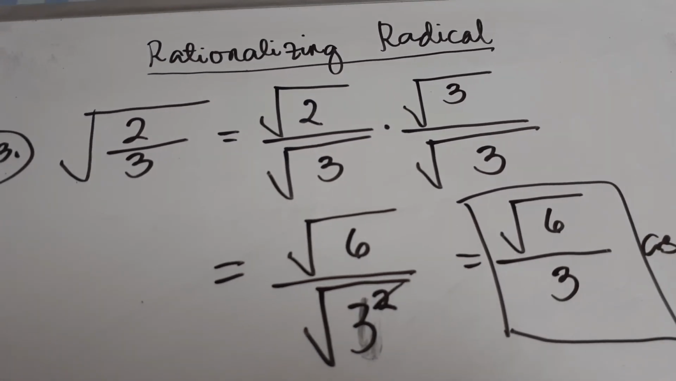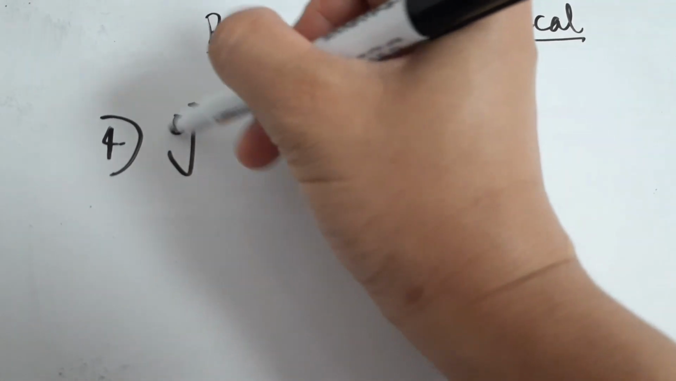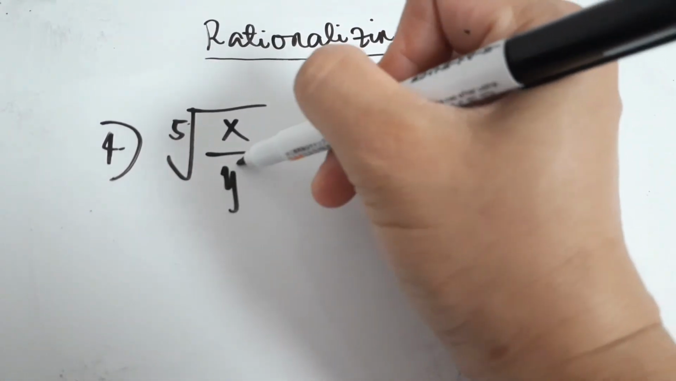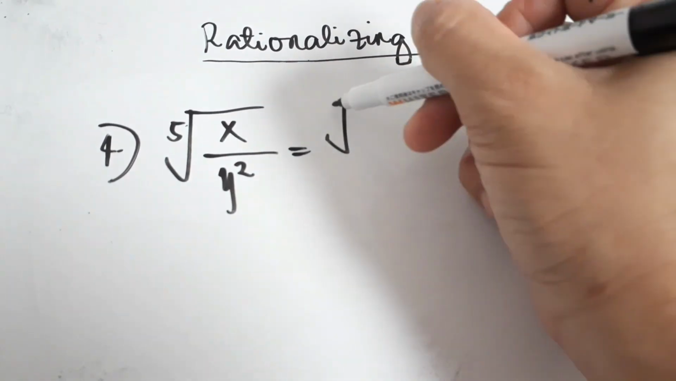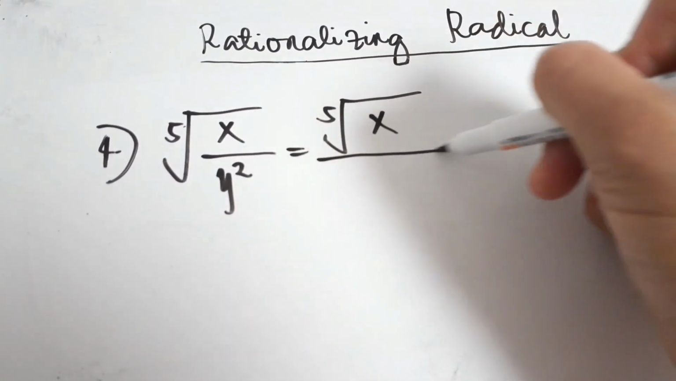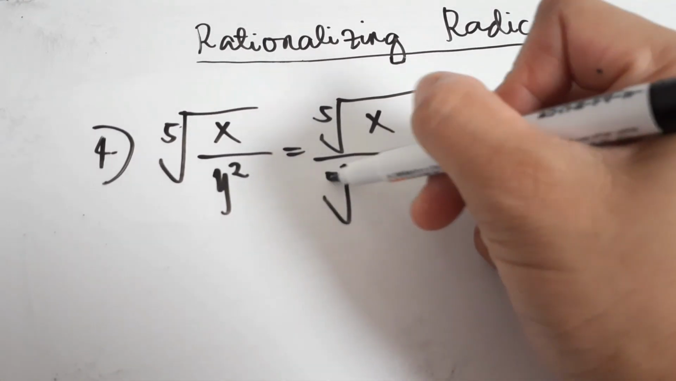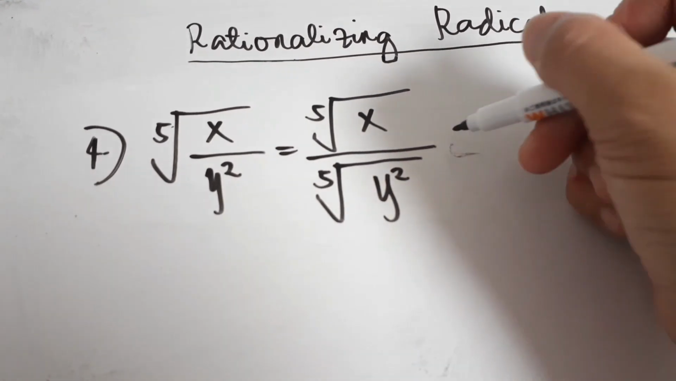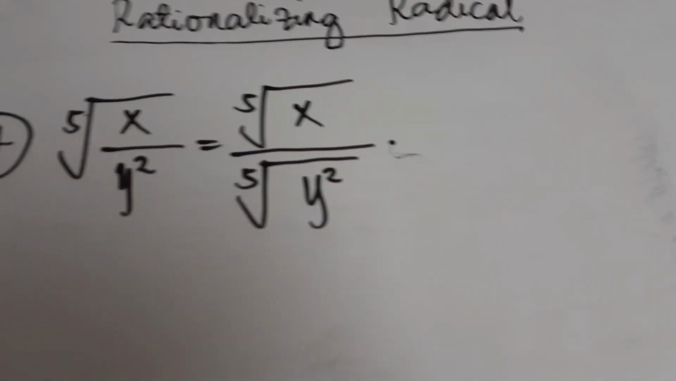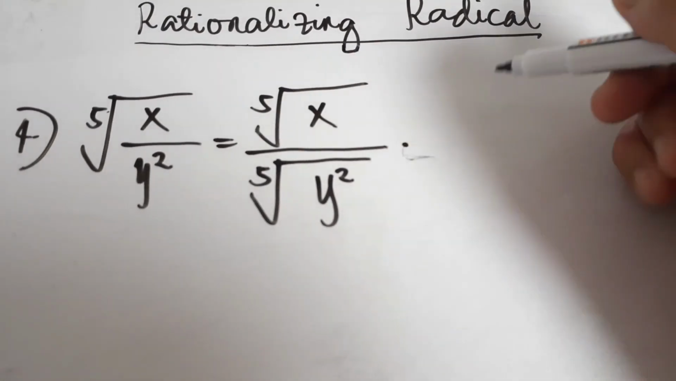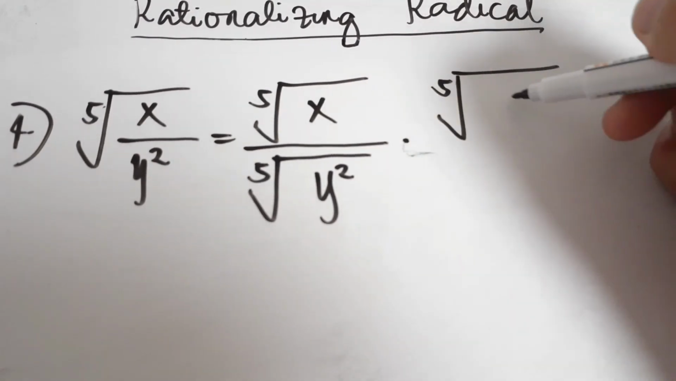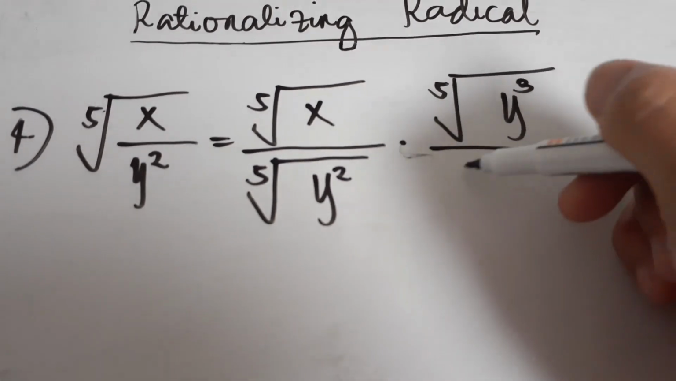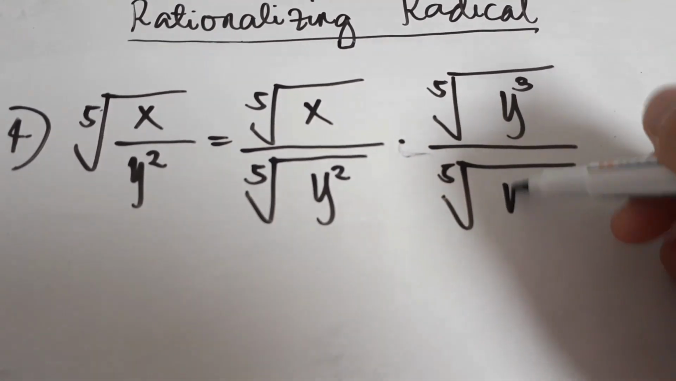And let's have example number 4. Fifth root of x over y squared is equal to, we separate its numerator and denominator: fifth root of x over fifth root of y squared. Then our n is 5 and the k is 2. 5 minus 2 is 3. Therefore, we can multiply its numerator and denominator by fifth root of y to the 3rd power over fifth root of y to the 3rd power.